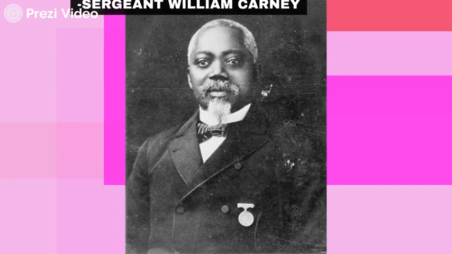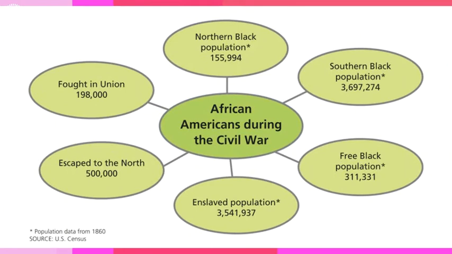All right. So, with that being said, our last image that I have here is basically an image about African Americans during the Civil War. This population data was collected in 1860, and just look at a couple of things. I'll give you a moment to look in and around this graphic organizer. All right, our population of enslaved African Americans was still well into the 3 millions. Escaped to the North, 500,000. Fought in the Union, 198,000. The Northern Black population, 155,000. Southern Black population, still well into the 3 millions. And then the free Black population was in the 300,000.